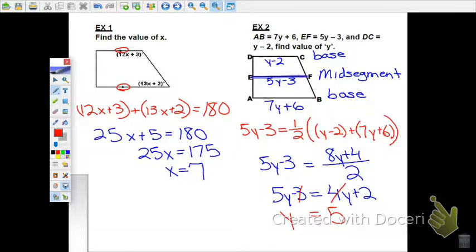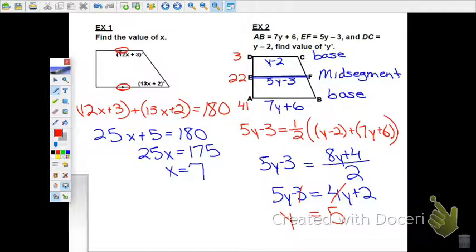As always, you can always check your work. If I plug 5 back in here, that would tell me that DC is 3. It would tell me that EF is 25 minus 3, which is 22. And AB is 7 times 5 is 35, plus 6 is 41.